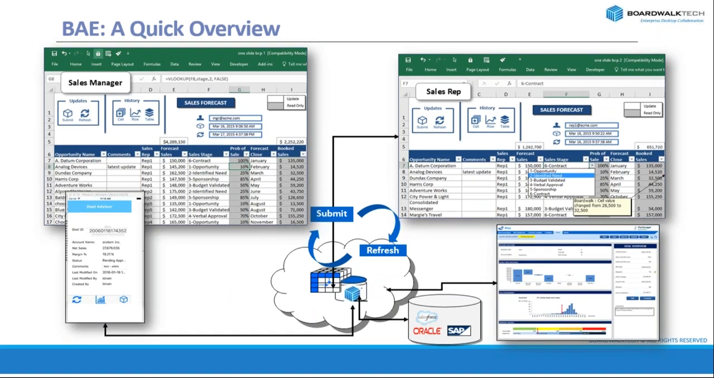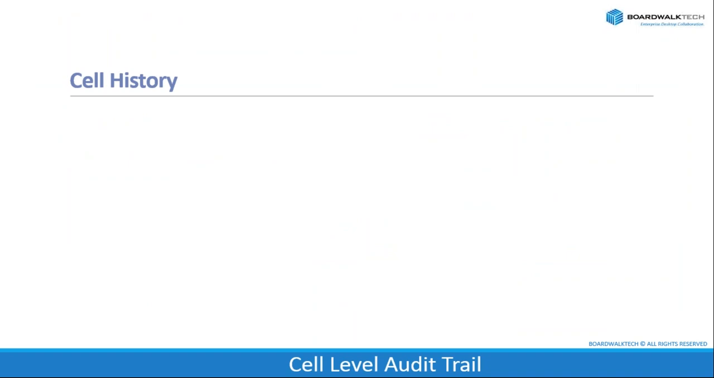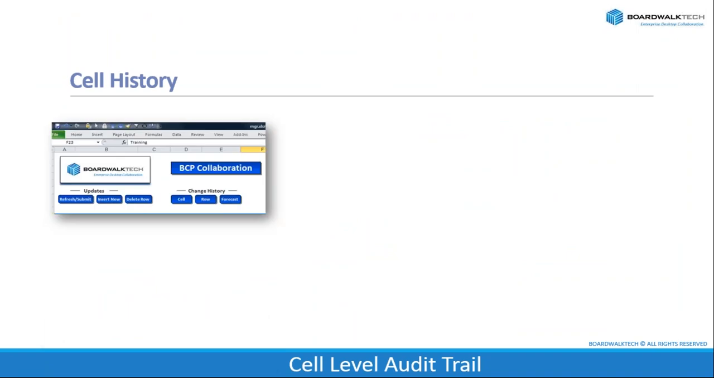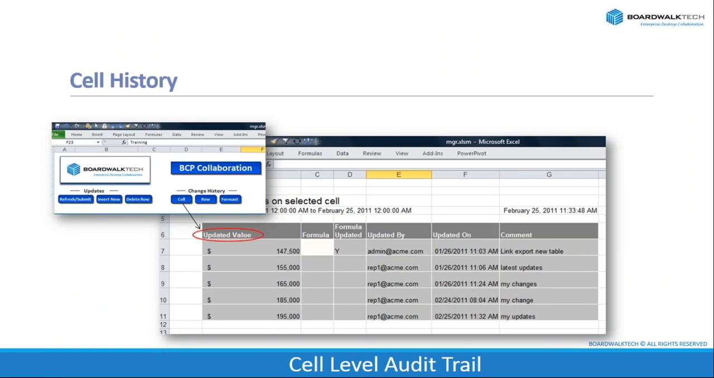Now, moving on, one of the key drivers and differentiators of Boardwalk is the fact that Boardwalk is a cell version database. And what I mean by that is that, say, if you click on any cell within your template and you hit this cell history button, you will see the value of that individual cell as it has changed over a period of time. So if you look at my deck here right now, you see that the current value is maybe 147,500. The value before that one was 155,000, 165,000, and so on.